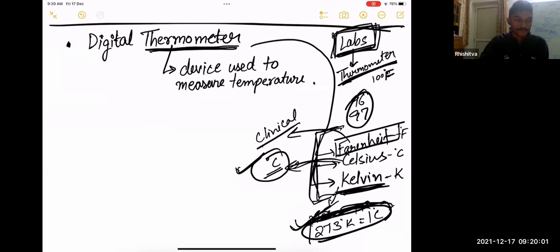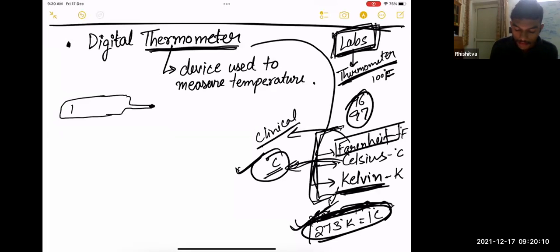Okay. So this was it. And the digital thermometers that you see over here, let's say there is a bulb. Okay. So you must be having an LCD screen over here and it will be showing a temperature like 98.6 degrees Fahrenheit, if you measure it. So let's say the digital one.